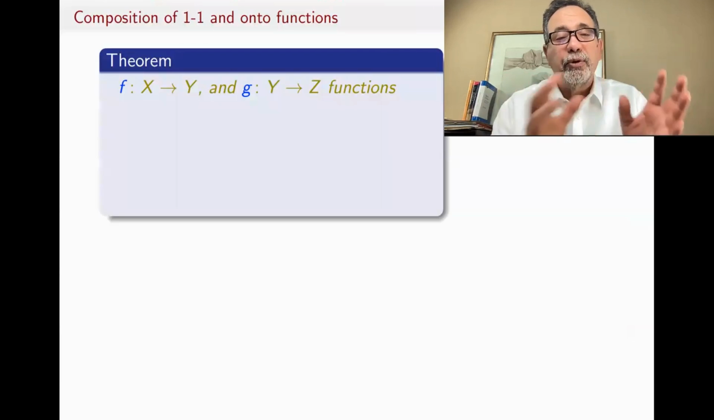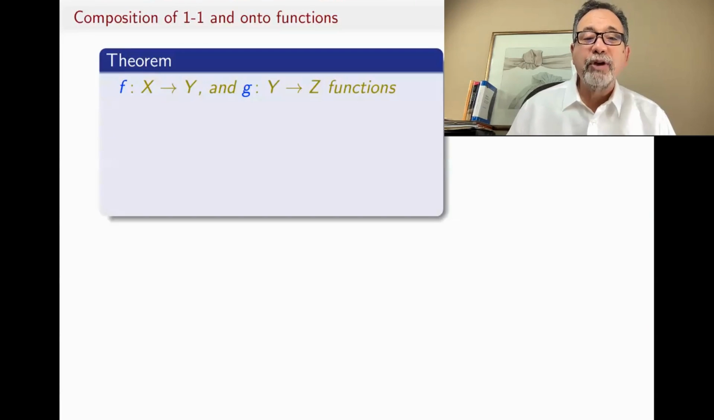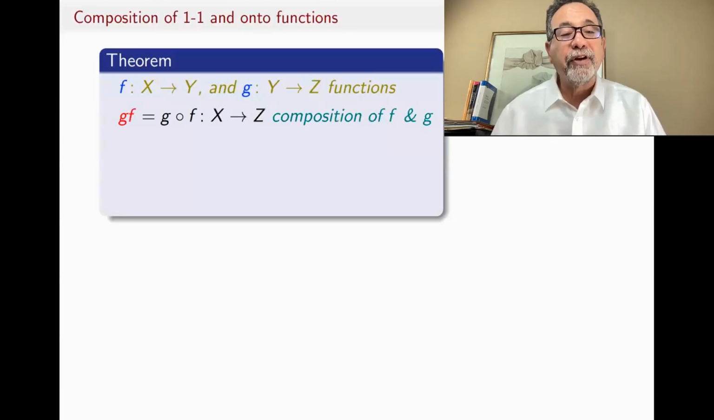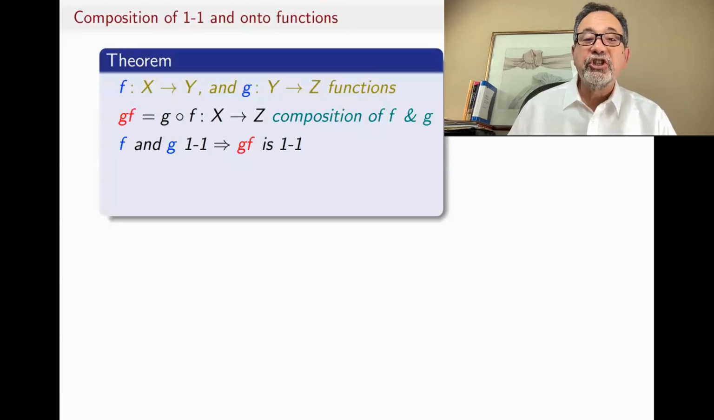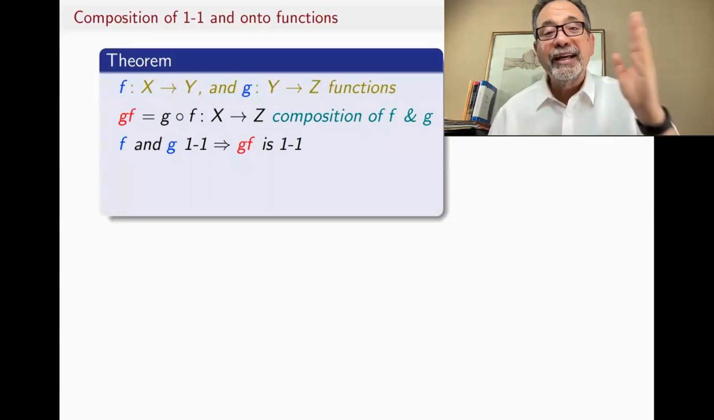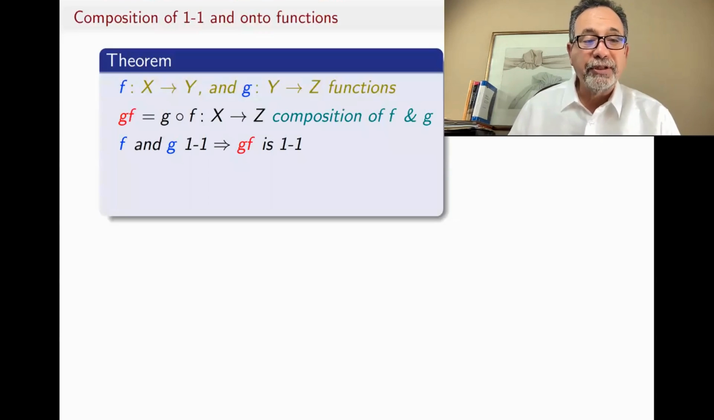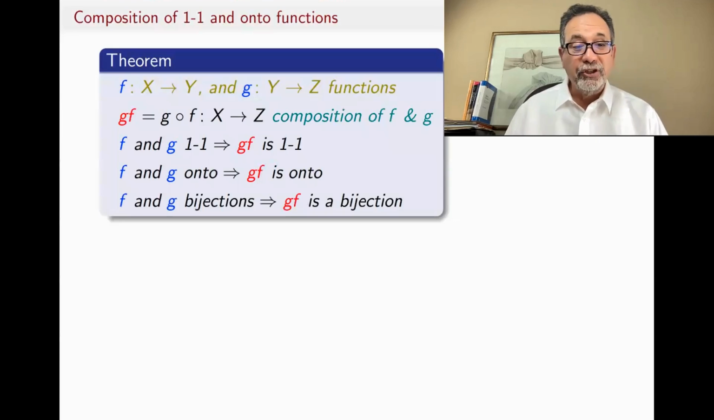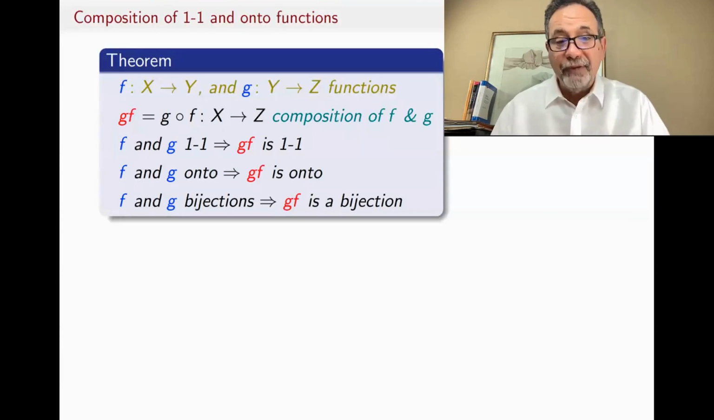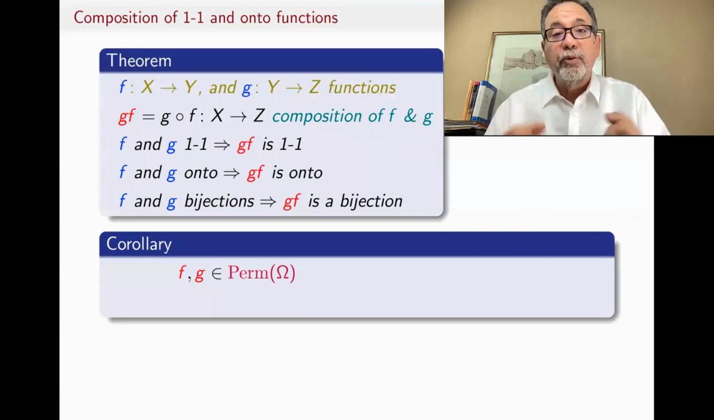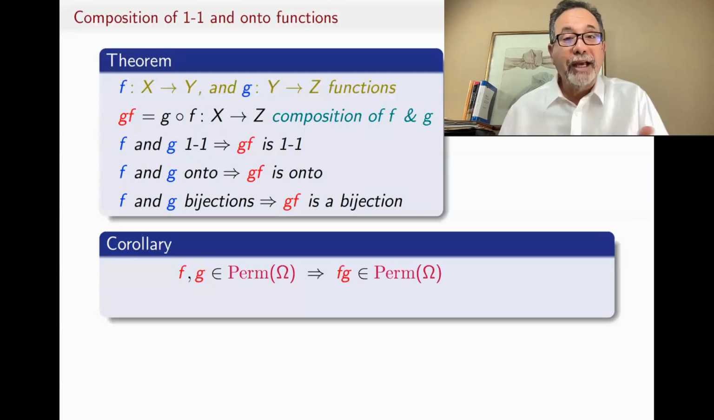If you have a function not just from omega to omega, if you have a function from x to y and you have another function from y to z, then you have an irresistible urge to compose them and find the function gf that goes from x to z. If f and g are one-to-one, then gf is also one-to-one. That's a theorem that needs a proof. Again, the proof is not too difficult. It does appear in my video on function compositions. If f and g are onto, then gf is onto. And because of that, if f and g are one-to-one onto or bijections, then gf is also a bijection. This says if you have f and g in perm omega, the one-to-one onto functions from omega to omega, and if you compose them, you get something in perm omega.